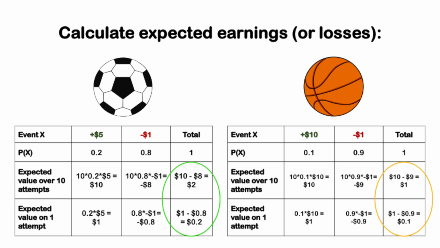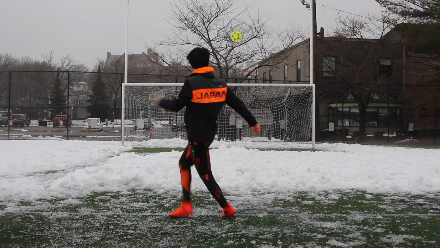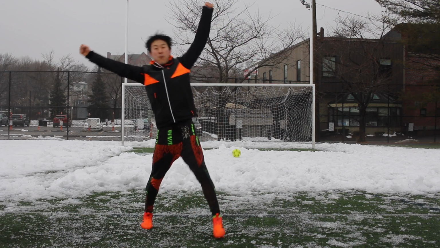So if we compare the total expected values of both games, we can see that although both games have positive expected values, I would still expect to earn double playing the soccer game over the long run. So I'm going to stick with the soccer game, which is fine by me because I'm really bad at the other game.